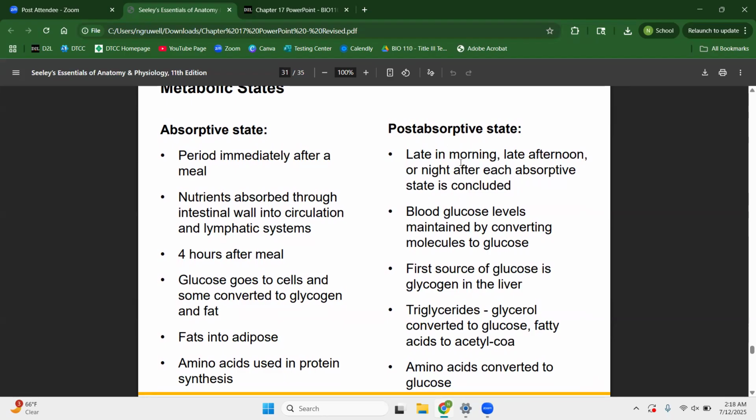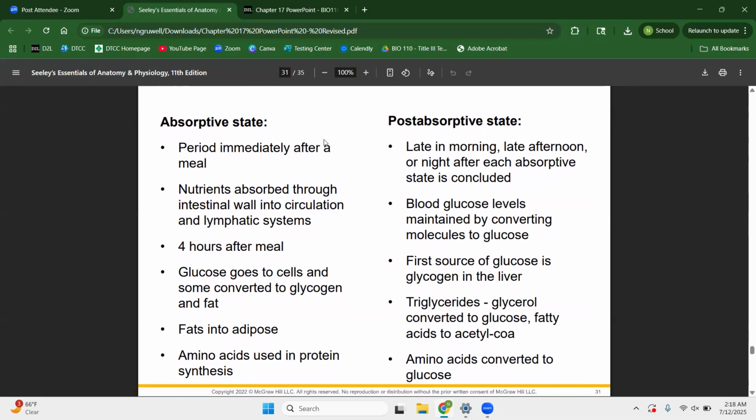The post-absorptive state is going to follow the absorptive state. No surprise there. This is how we're going to maintain our blood glucose levels. This is where we're going to now take that glycogen and convert it back to glucose because now our cells need that. We don't have any glucose that just came in.